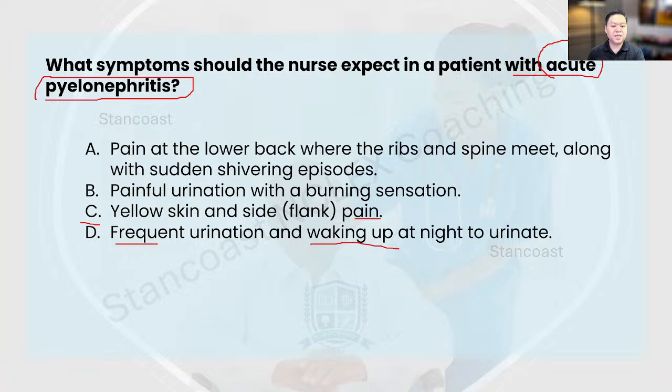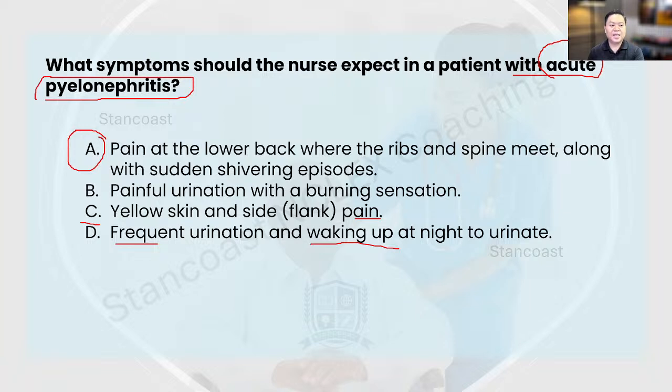That is going to be the pain at the lower back where the ribs and spine meet, along with sudden shivering episodes. That is the correct answer. Now, again, our test taking strategy here is going to involve understanding the condition that we're talking about. So recall those manifestations between the acute and the chronic pyelonephritis. And again, the appearance of the pain in the costovertebral angle is the main feature, and also the appearance of the shivering, the chills.